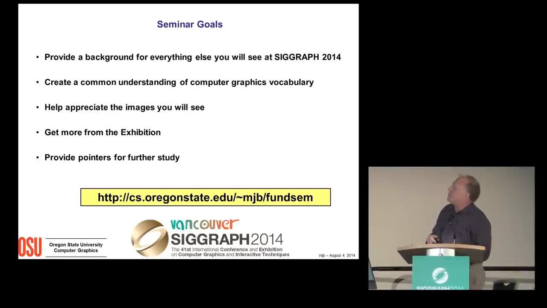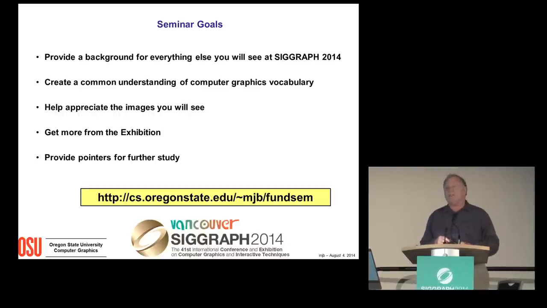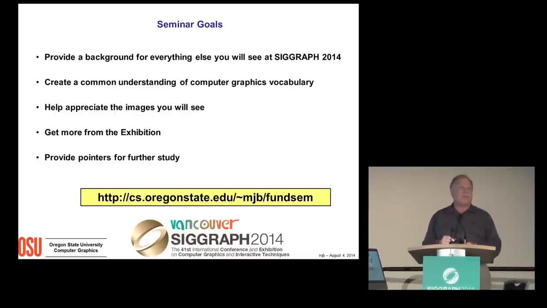We're going to give you an understanding of some of the common computer graphics vocabulary. Generally, at SIGGRAPH, people don't go to great lengths to explain the jargon. They just use it because they've done it for so long. They forget that it's jargon. But we'll cover that here. You'll see a lot of imagery, and I'll explain some of the ways that imagery gets put together. We'll talk about the exhibition. The exhibition is huge, and you really need a strategy if you want to get the most out of it. And then, of course, as I said, on the website, there is a list of references.